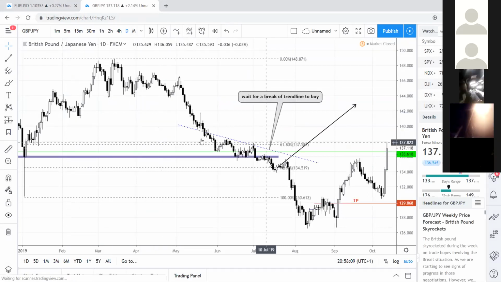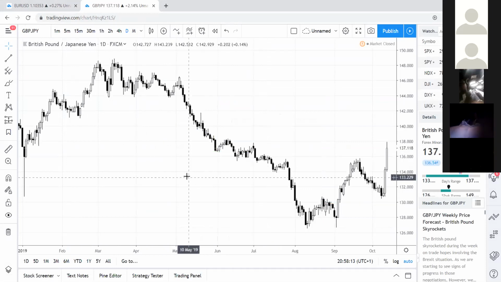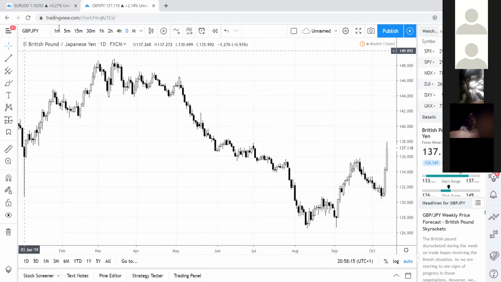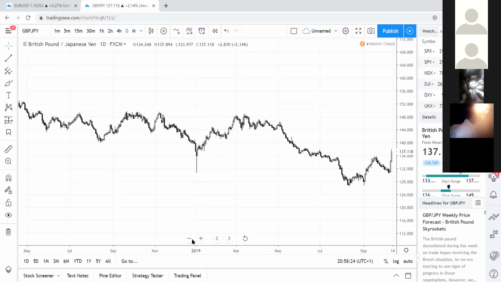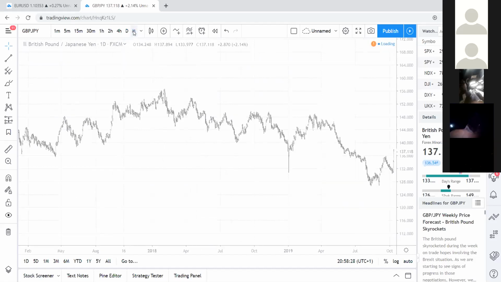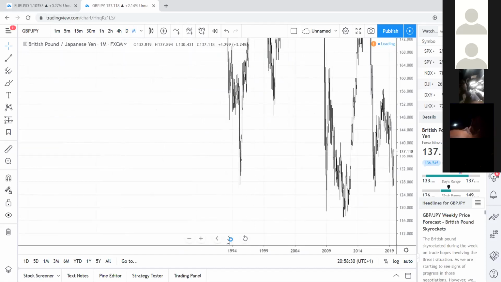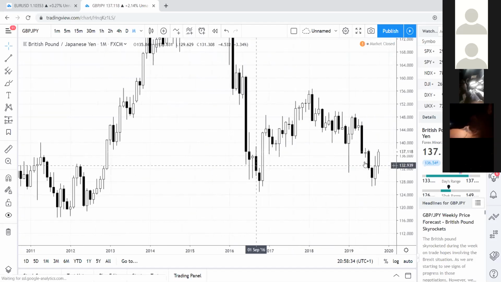So let's look at GBP JPY. Interesting. So let me clear everything here. It was a nice buy last week. Okay, let's go. Let me first go to, this is daily. Let me go to monthly and see something. Now look at monthly.